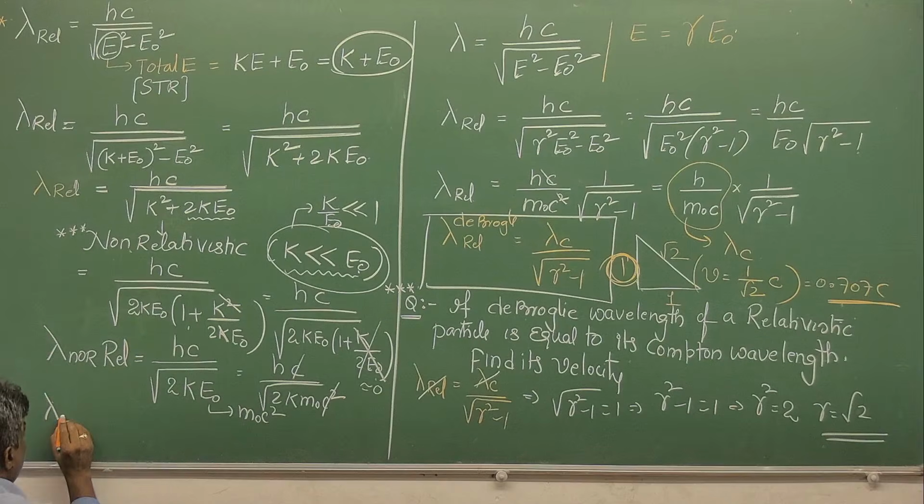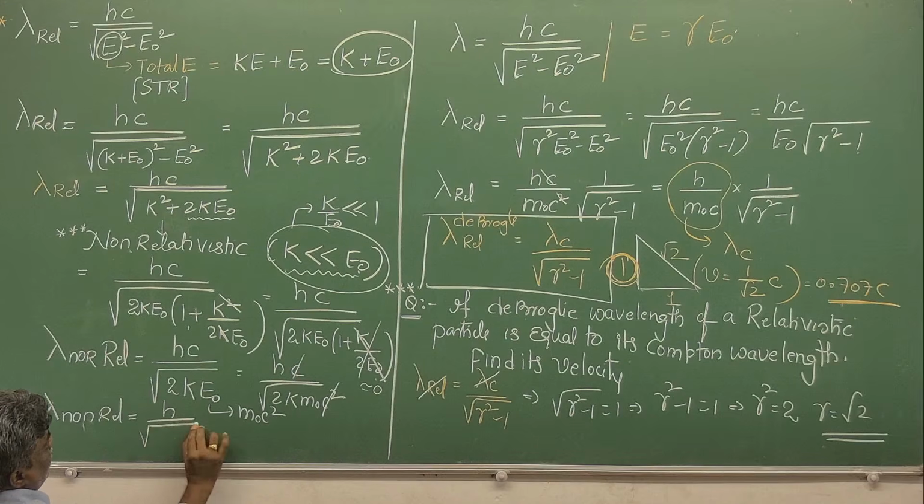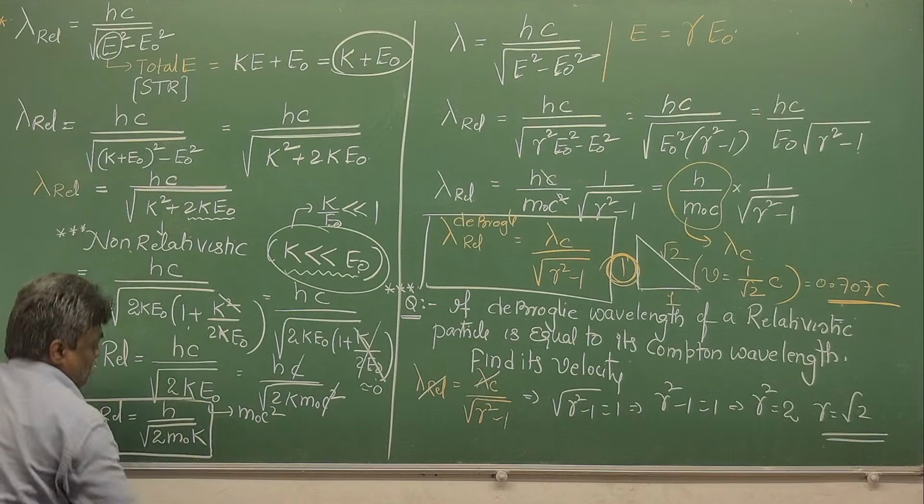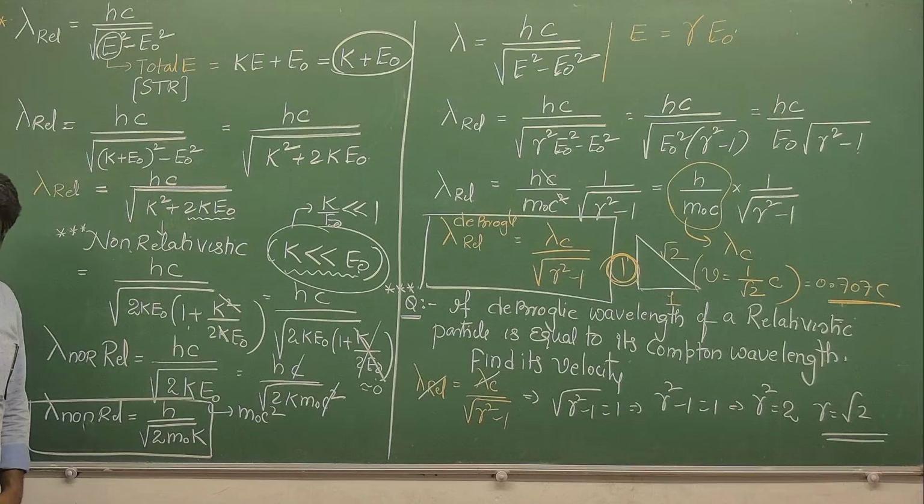So your de Broglie wavelength of non-relativistic is ready. How much? h by under root 2 K m naught, but we will write m naught. Is it okay? Sir, we have seen E in the books. But K is correct. I will tell you why E comes.